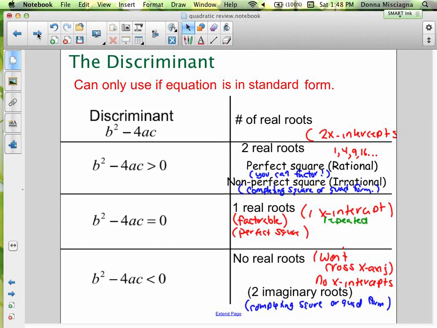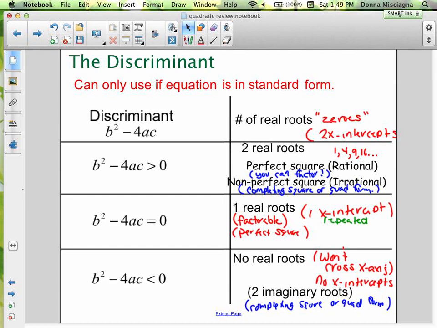If b squared minus 4ac is equal to 0, oh, by the way, another word for x-intercept, sometimes they're also called zeros. Right? Sometimes they're called zeros too. All right, so if b squared minus 4ac equals 0, you have one real root. That means you have one x-intercept and it's repeated. It is going to be factorable, because 0 is a perfect square. I said 0 is special because there's only one x-intercept and it's repeated, and you will be able to factor.